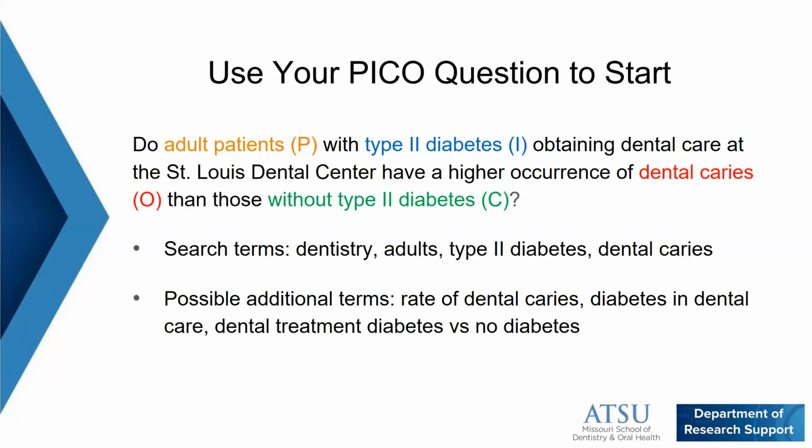You should also consider additional search terms that can be used based on your PICO question. There are lots of examples that you could try. If you can't decide which terms you should use, you can discuss possible search terms with your faculty mentor.